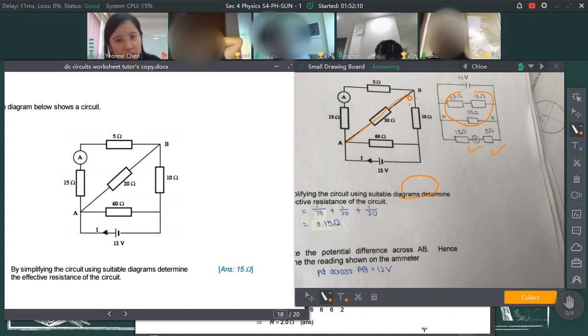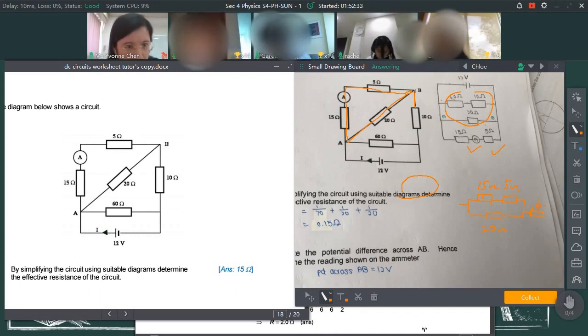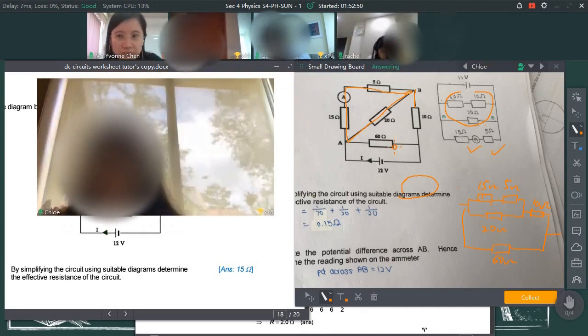It's one branch, two branches, they are connected in parallel. Then after that connected to this. So it should be 15, 5, 20 ohm. Then with another 10 ohm. Then connected with another 60 ohm. Should be something like that. Okay, Chloe, please try this approach. Any question, Chloe? Can you understand the drawing?